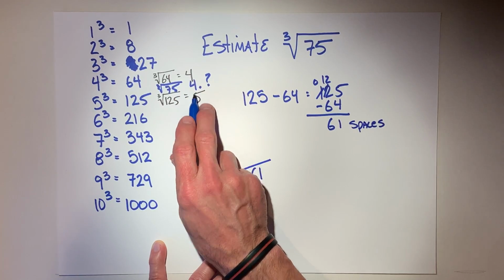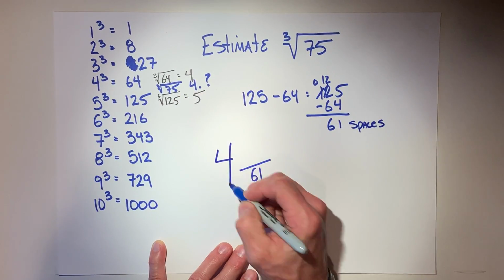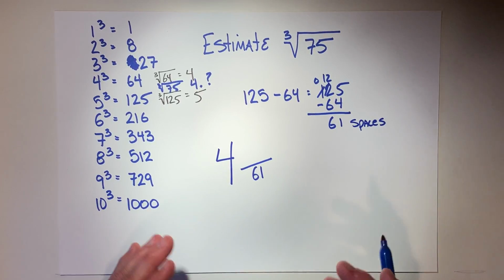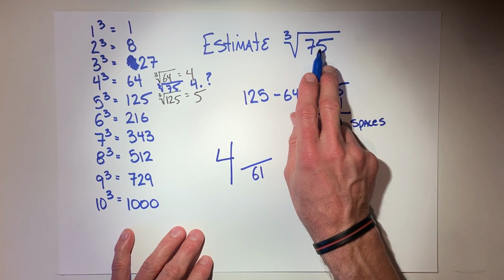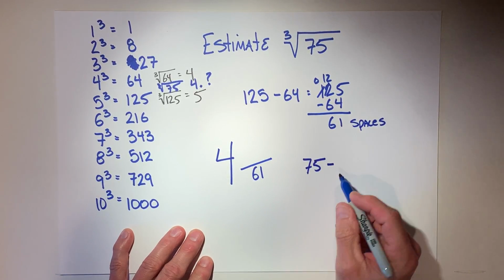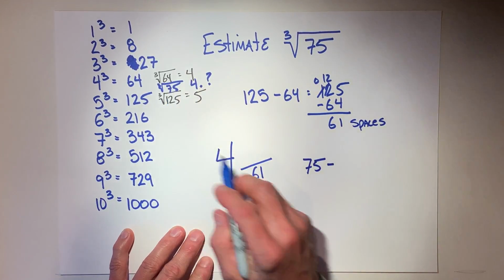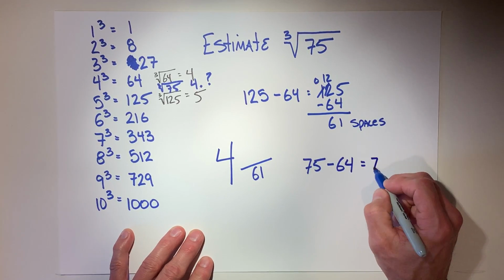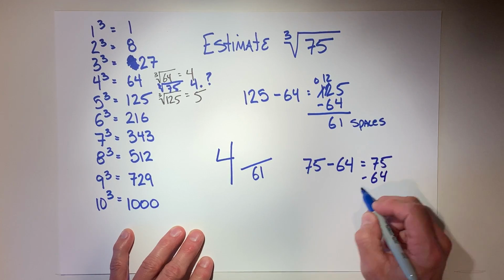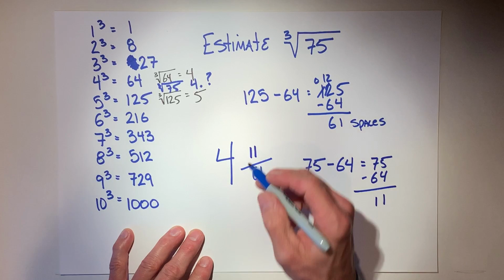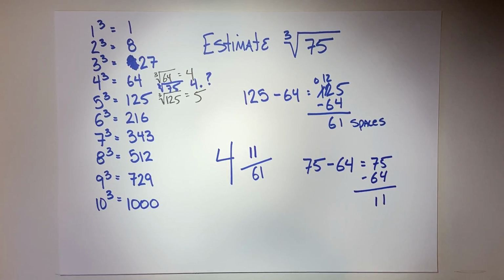I know that we're between 4 and 5, so my whole number is a 4, and all I need to do is find the numerator. And to find the numerator, same technique as before, I'm going to take my value, and I'm going to subtract away the lower perfect cube. So 75 minus 64 is 11. So I have 4 and 11 sixty-firsts.